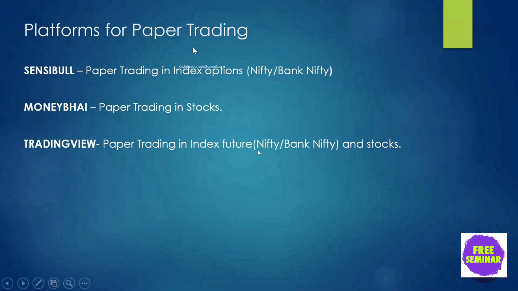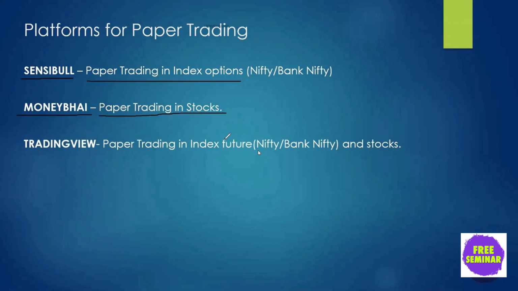There are 3 platforms where you can try paper trading. If you want to trade in index options, Nifty, Bank Nifty options, then you can try Sensibull. Sensibull is one platform where you can do paper trading, one of the good platforms. If you want to trade only in stocks, MoneyBuy is good. MoneyBuy is from the moneycontrol.com company, and you can do paper trading here. Then you can do paper trading also in TradingView. Okay, you can trade in futures Nifty, Bank Nifty. So that is what I told you, 3 options. You can decide which platform you want to do paper trading on.